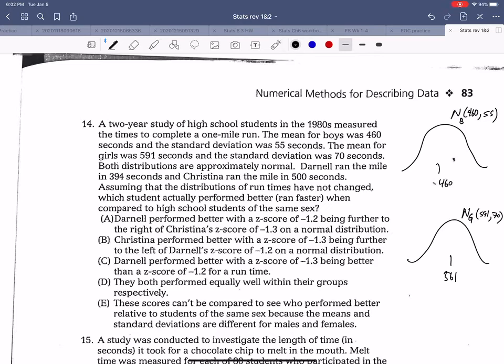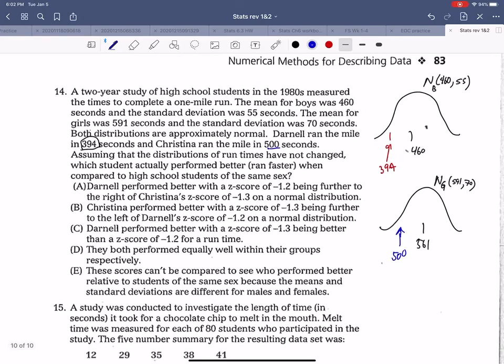Darnell ran the mile in 394. He's fast. He's much faster than the average male. Christina ran the mile in 500 seconds. She's fast. She's much faster than the average girl. Assuming the distributions of run times have not changed, which student actually performed better, or which one ran faster?